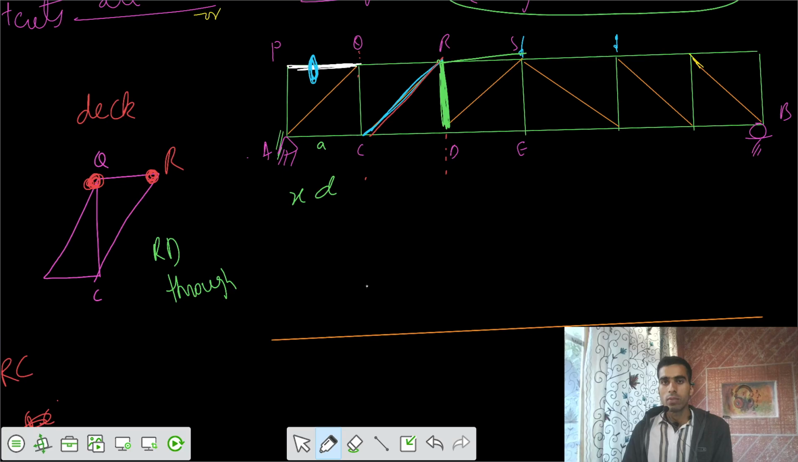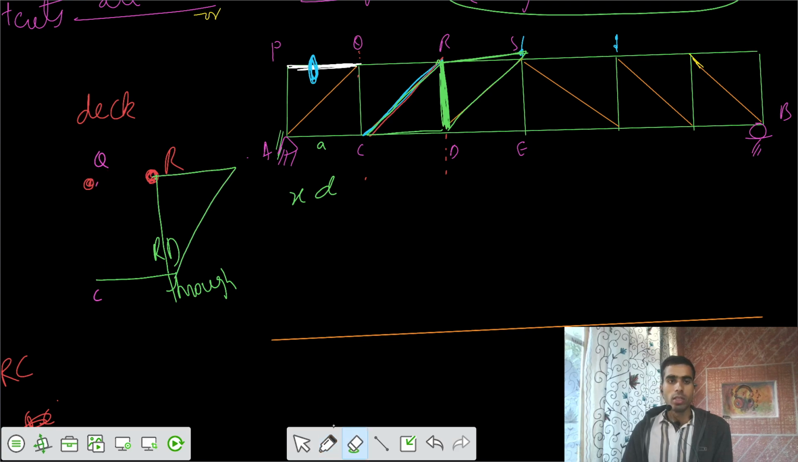It's having two triangles, one is your RCD and the other RSD. So these parts we have to remove. This is RCD and this is also RSD.